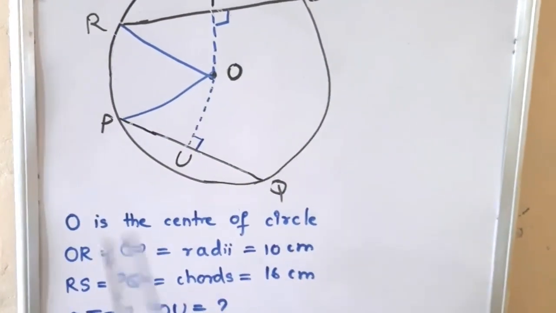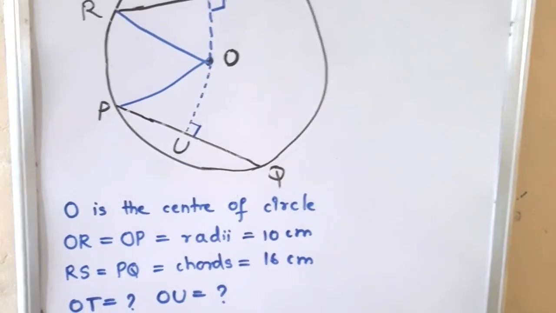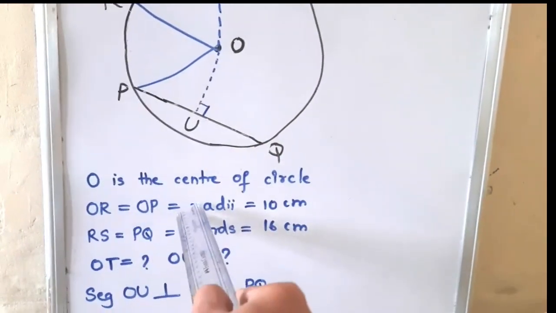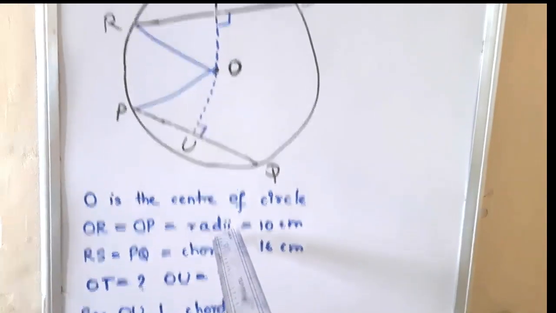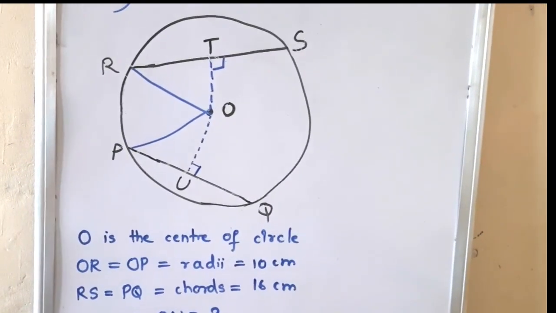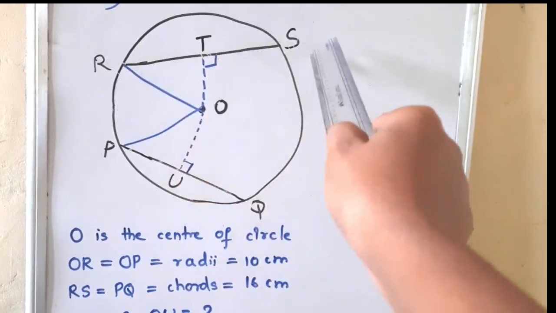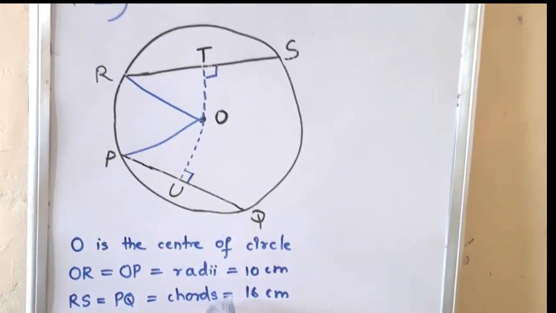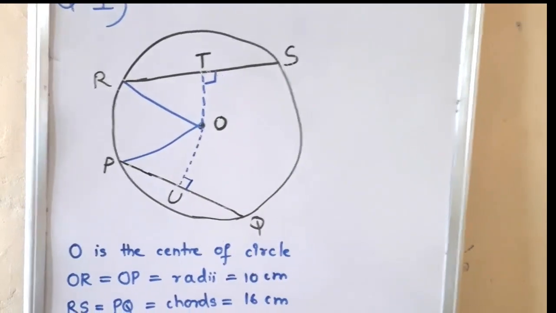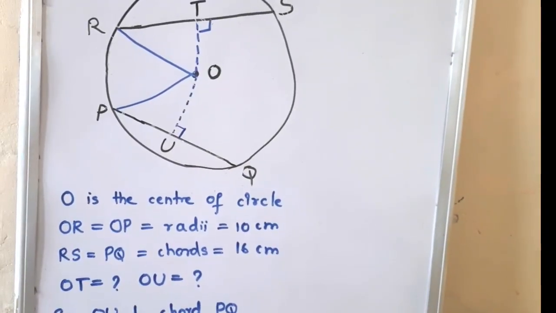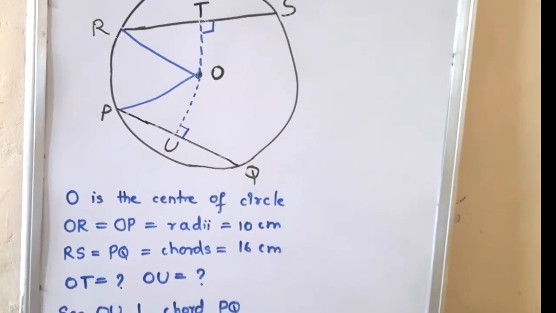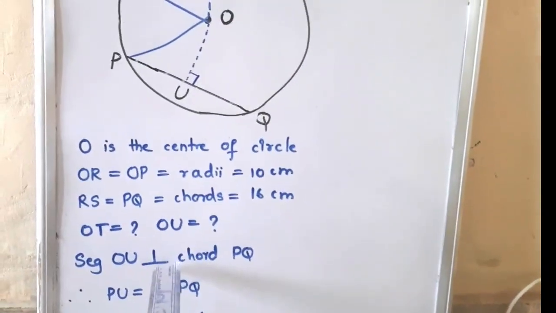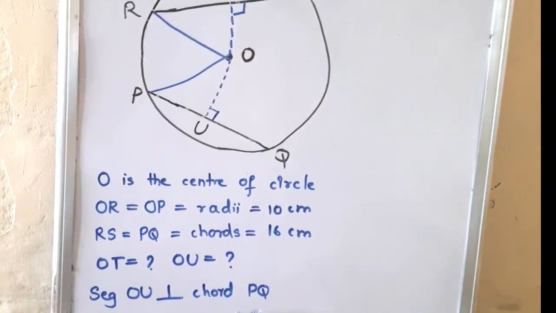First we have O is the center of the circle. OR is equal to OP is equal to radii, which is equal to 10 centimeter. RS is equal to PQ is equal to chords, which is equal to 16 centimeter. We have to find lengths of OT and OU. First we will write segment OU is perpendicular to chord PQ.